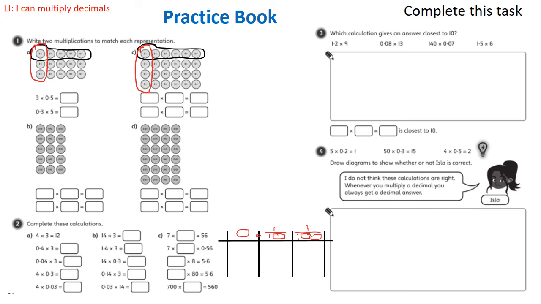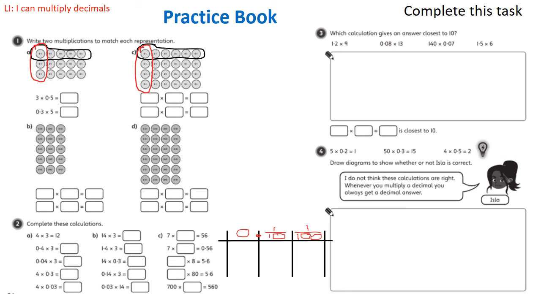How are you going to write that number? Where are you going to put your decimal point? I'll let you finish those off. Question 3, write a calculation. Which calculation gives you an answer closest to 10? So the first thing you are going to have to do is work out the answer to those 4 questions.